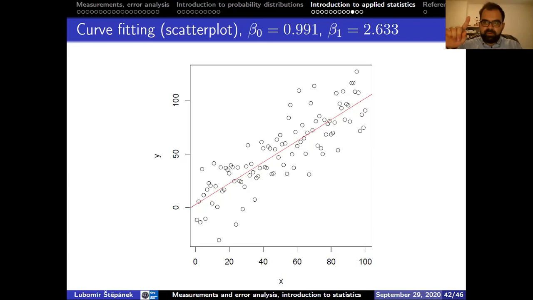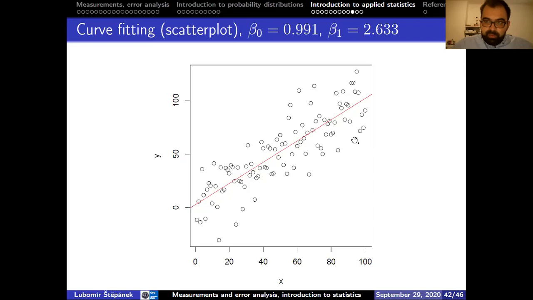So these two parameters are usually called slope and intercept. Intercept is just a parameter which stands for the intersection of the regression line, the red line, and the y-axis, where x is zero. So it seems that the intercept here is somewhere around zero. And slope is just the angle between the regression line, the best curve fitting line, and the horizontal axis. To be more specific, it's just the arctangent of this angle.